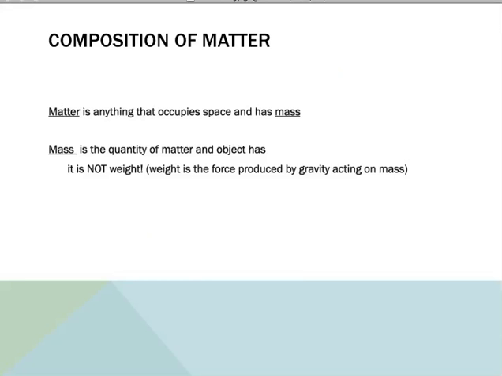The first thing is we need to talk about matter. So matter is anything that occupies space and has mass. When we say mass, it's not the same as weight. Mass is the quantity of matter an object has. It's not weight because weight is the force produced by gravity. So your weight would be different on the moon than it would on Earth. The mass, however, would be the same. So anything that has mass is matter.